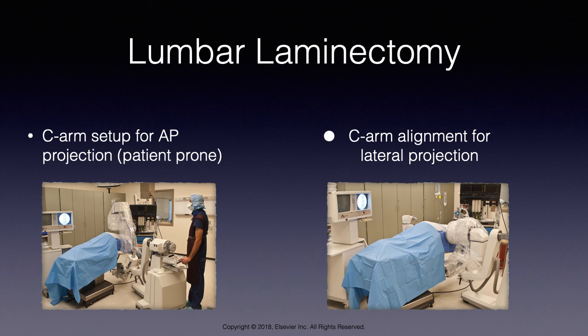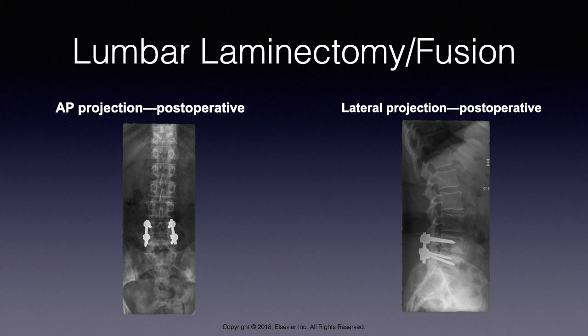Lumbar laminectomy. On the left, you have C-arm set up for an AP projection. The patient is prone. And on the right, C-arm alignment for a lateral projection. Lumbar laminectomy or fusion. These are post-operative images of what a laminectomy / fusion will look like. On the left, you have an AP projection, and on the right, you have the lateral projection.